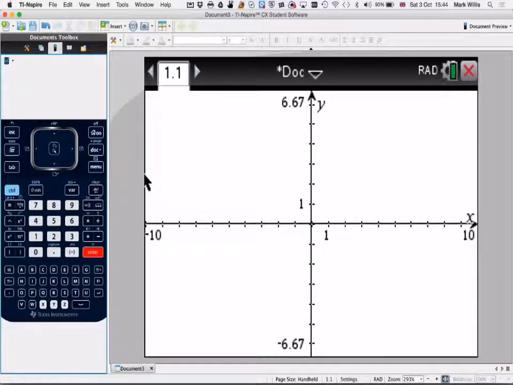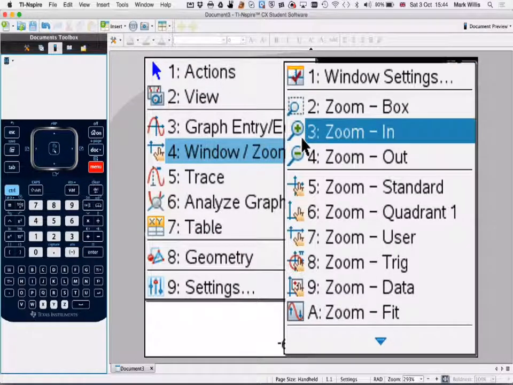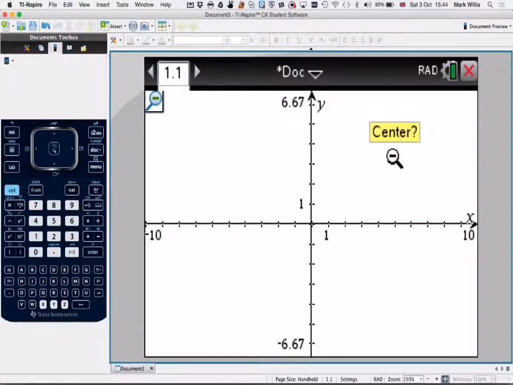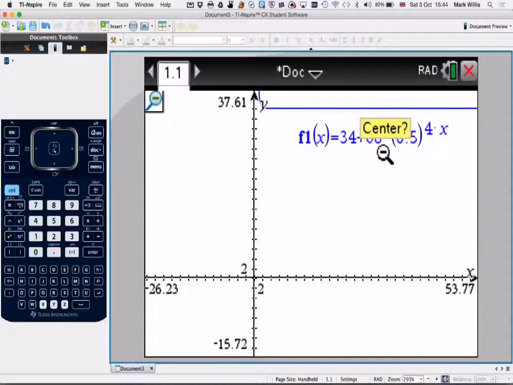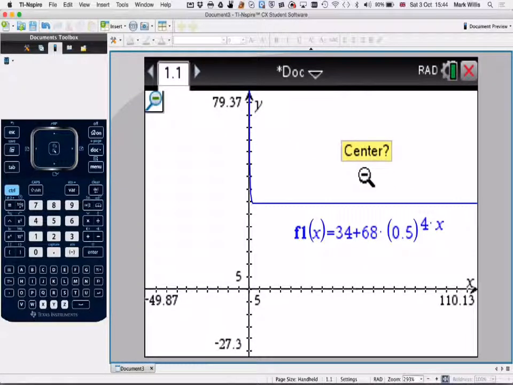That's because the graph is somewhere over here. We need to zoom out. So menu, window, zoom. We're going to zoom out. We're going to center here on this quadrant. Nothing happened again. Do it again, and then we start to get a graph. Just do it one more time. We start to get a graph.